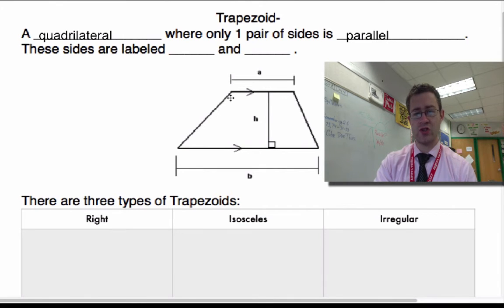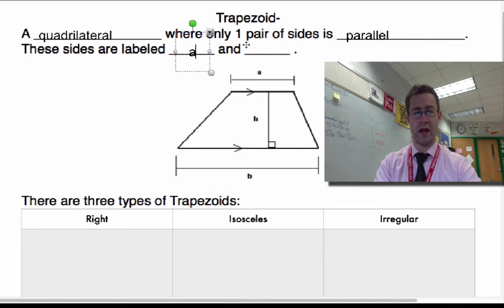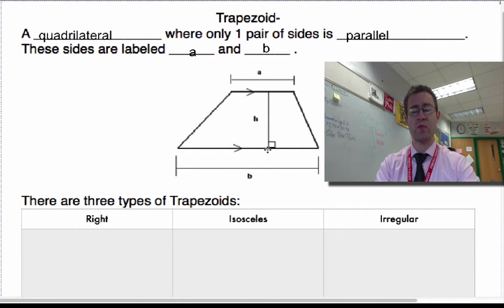But you see we got two parallel sides. Parallel simply means that they are never going to cross. They are just going beside each other and they will never cross, kind of like train tracks. So we got A, and we call this one B. So we got our labels A and B. And we also have our height, which will always be perpendicular to our base. Perpendicular means that it makes a 90-degree angle.